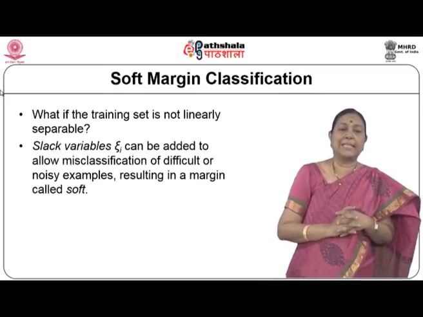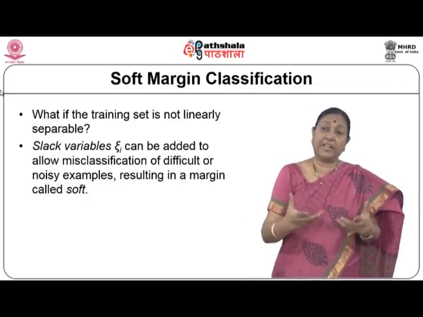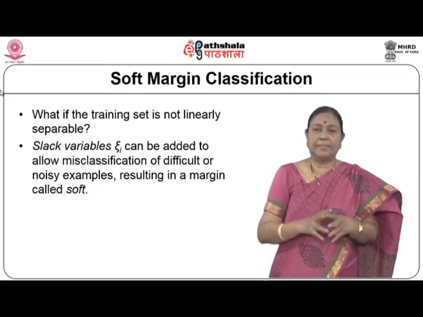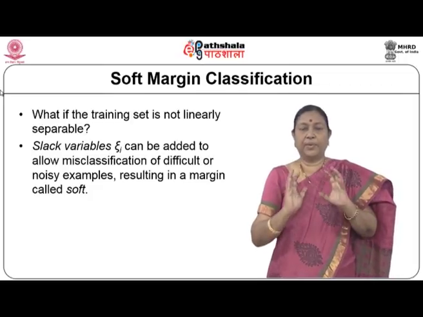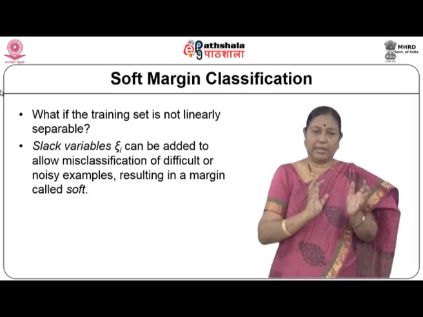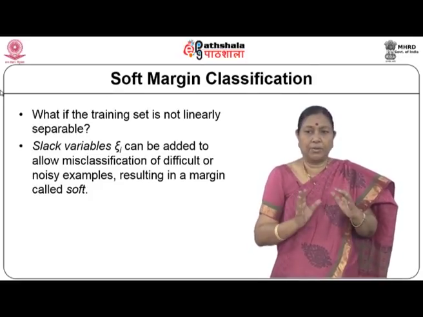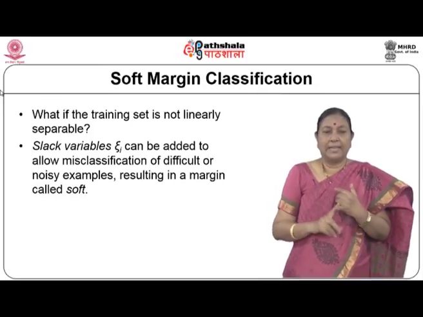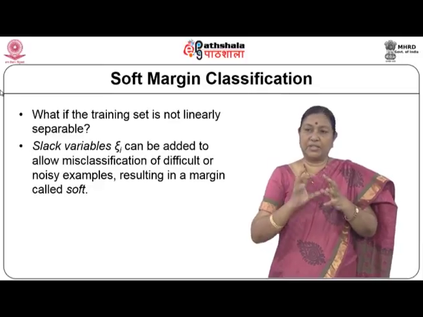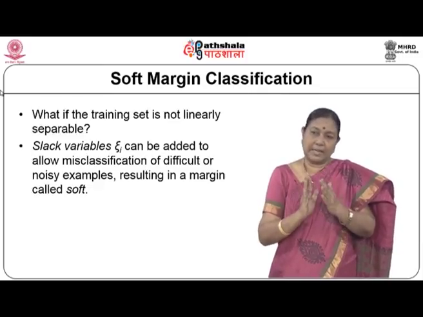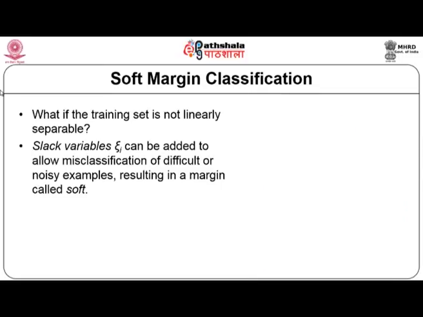So, you have something called slack variables eta that can be added to allow misclassification of difficult or noisy samples, resulting in the margin becoming soft. Okay. What we are trying to say is, if you have data points that are not linearly separable, then you introduce a slack variable. Do not make it very strict, that is the meaning of slack. Eta can be added so that you can allow some misclassification of difficult or noisy samples, which results in the margin not being strict. It is called a soft margin.